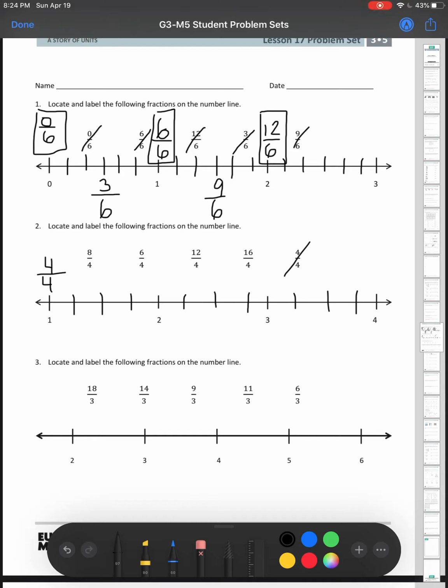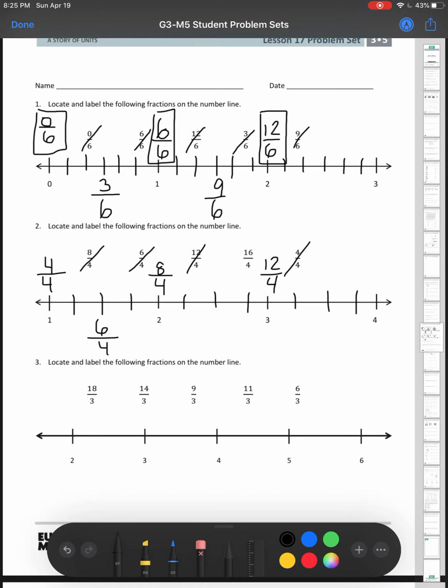So then 8 fourths is 4 times 2, or 4 plus 4, which is 2 wholes. So 8 fourths is 2 wholes. For 6 fourths, we can start at the 4 fourths and count over 2 more spots, and we get 6 fourths right there. 12 fourths, we can think 4 times what equals 12? Oh, it's 3. So we know that 3 wholes is 12 fourths. If you weren't sure, then you could always start at the 4 and continue counting over, and then you'll end up at the 3 wholes.